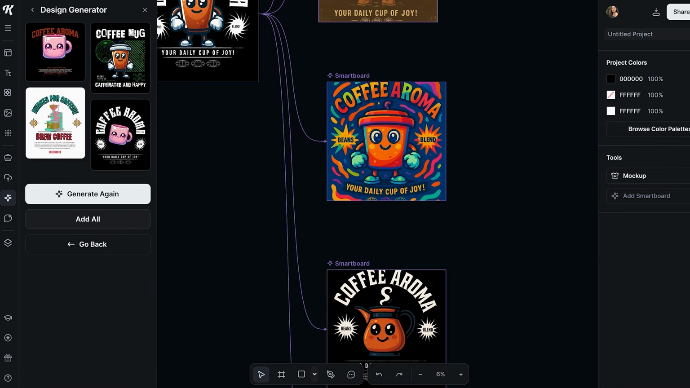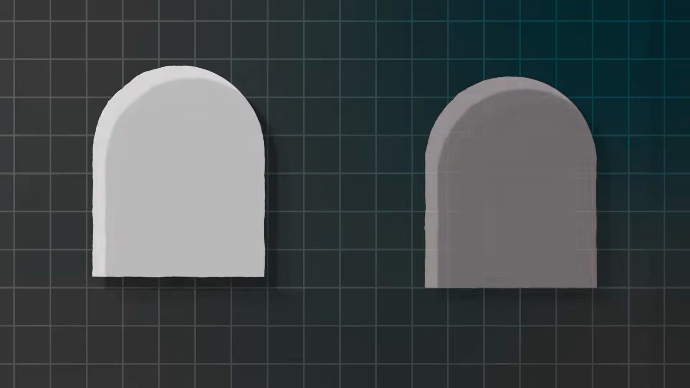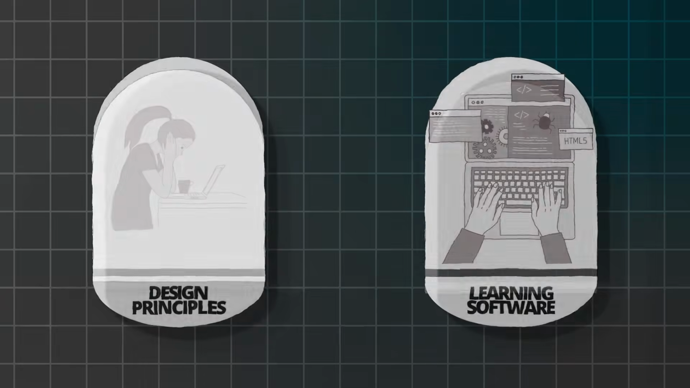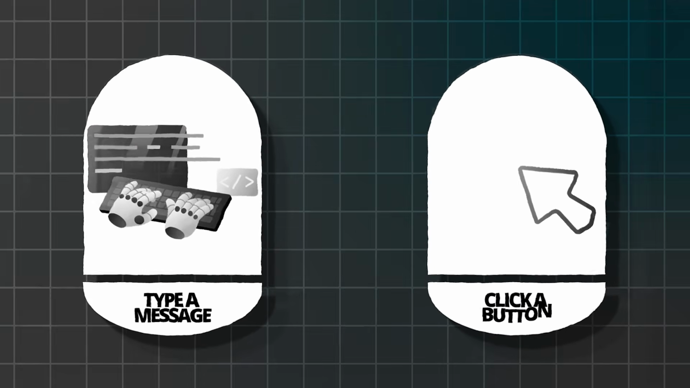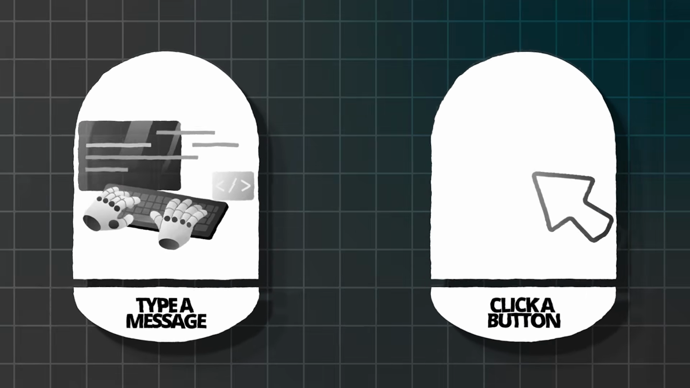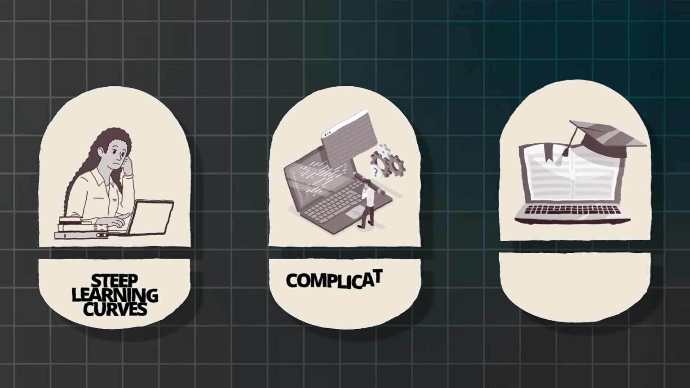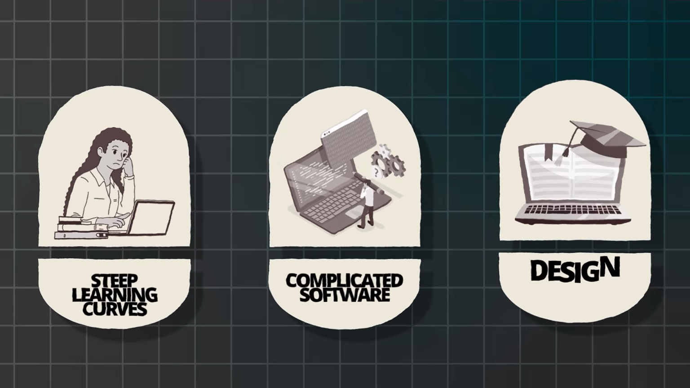The beautiful thing about Kittl Flows is that it removes all the technical barriers from design creation. You don't need to understand complex design principles or spend years learning software. If you can type a message and click a button, you can create professional t-shirt designs that people want to buy. What makes this approach so accessible is that Kittl has simplified the entire design multiplication process into simple, clickable steps. There's no steep learning curve, no complicated software to master, and no design degree required. You literally create one design and let Flows do the multiplication work for you.